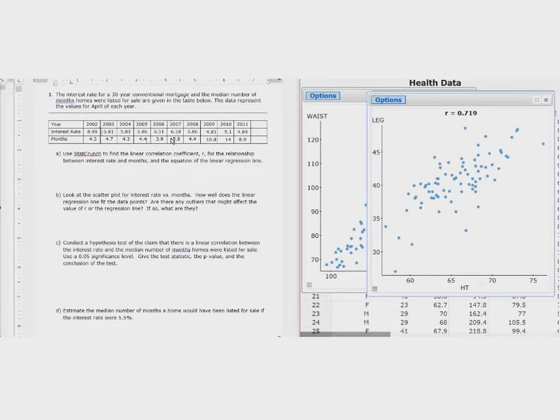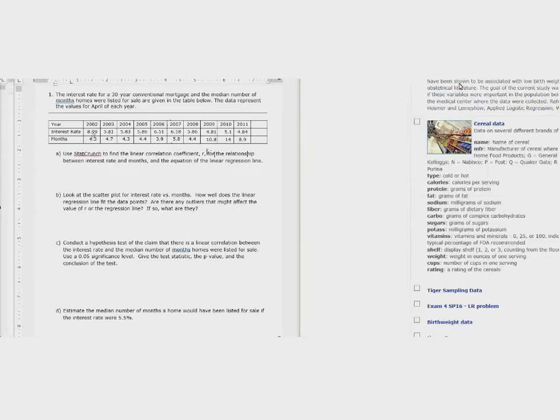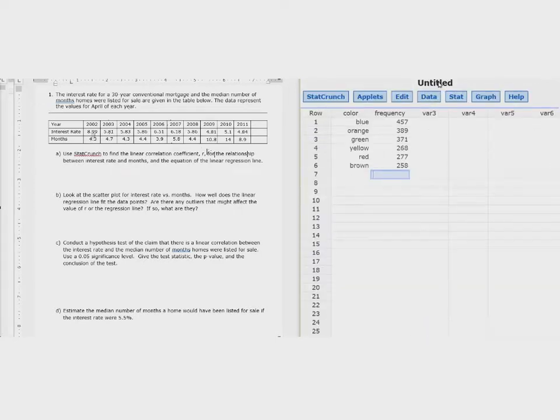So here's a linear regression problem. And what we're looking at here is the mortgage interest rate versus the number of months homes were listed for sale. And we want to see if there's a relationship between those two. So I already went to StatCrunch and typed in the data that's in this table. And for this one, since we're only talking about the interest rate and the months, I didn't type in the years. I didn't need to do that.